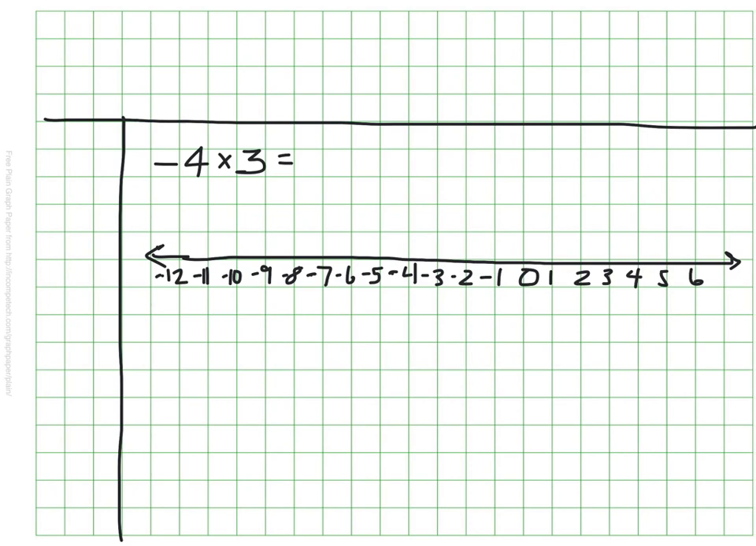So set up a number line and let's try -4 times 3. Take a moment to fill in the number line the way you think you would, right? Start with a little person at 0 and decide which way you're going to face, which way you're going to move, and where you would end up. Pause the video, give it a try, and then we'll see how you did.